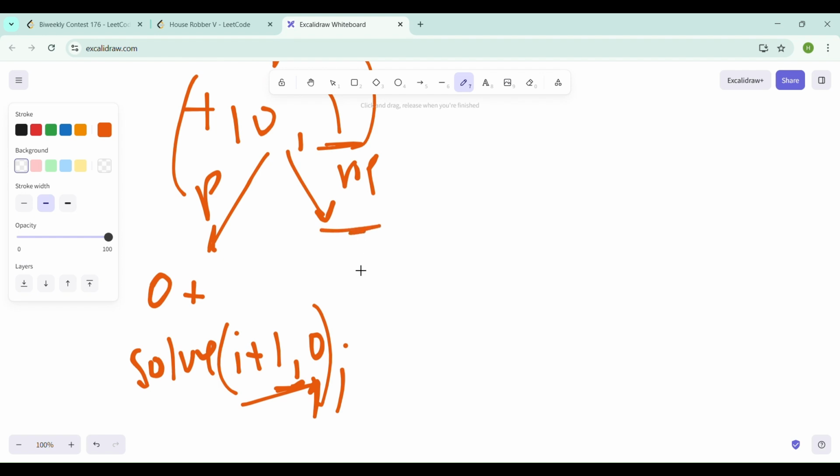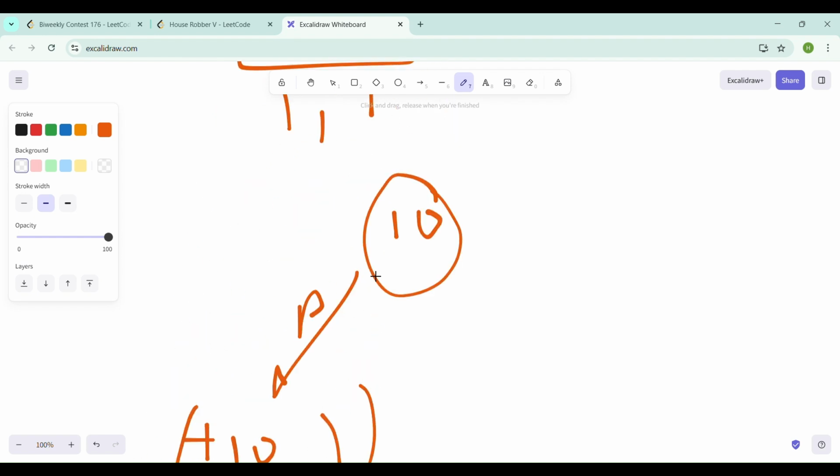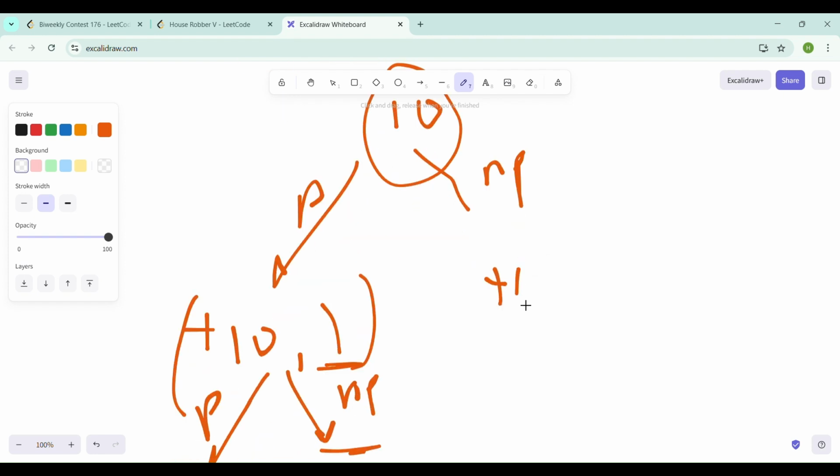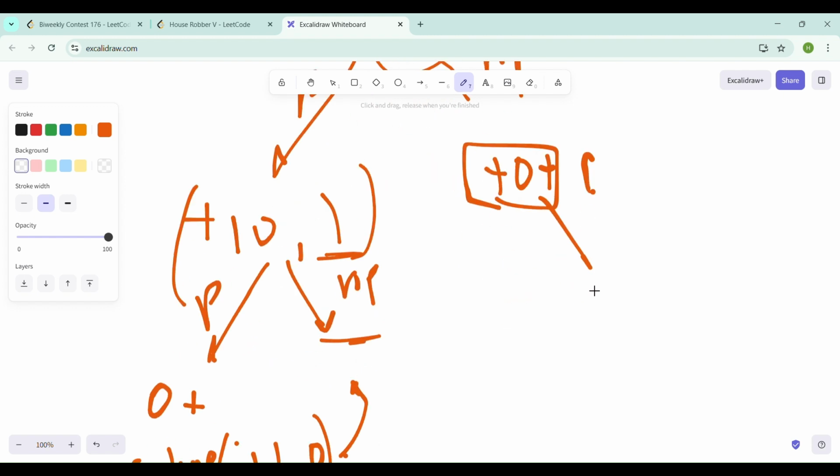And if you decide not to pick it up, it will be the same as this. Let's say you have not picked it up. Then what will happen? 0 will be added to the solution answer, and the solve function will call, okay, go to the next value with a flag of 0.